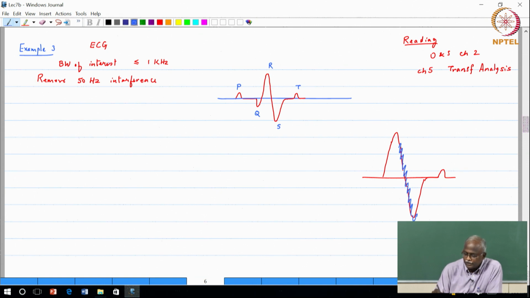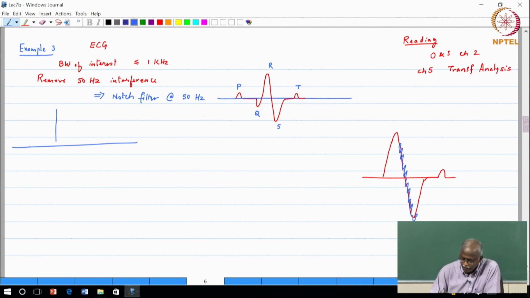So, this would actually then say that you have to design a notch filter with a notch at 50 hertz and make it as sharp as we can. Okay. So, let us do two things. One is let us just draw a spectral interpretation of the problem. We have some information signal up to 1 kilohertz. So, that is plus minus 1 kilohertz, okay.